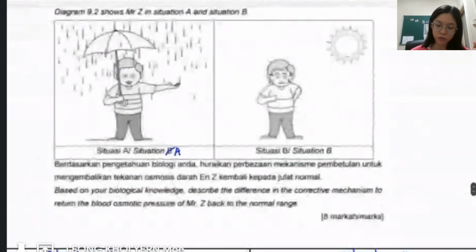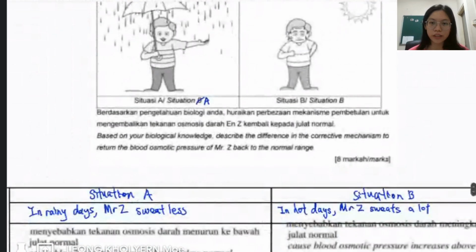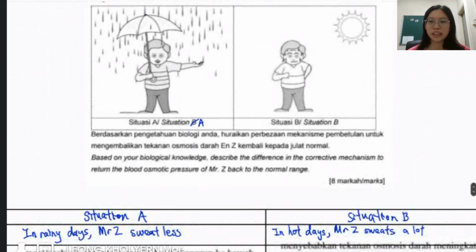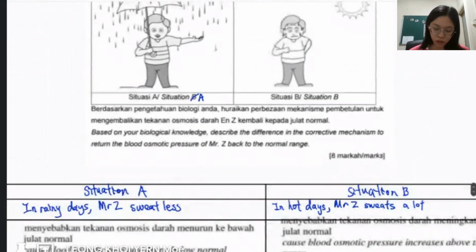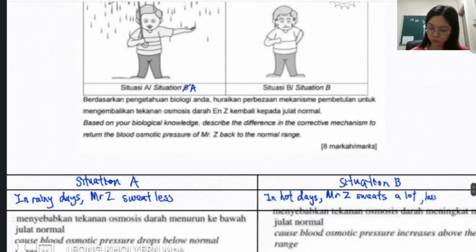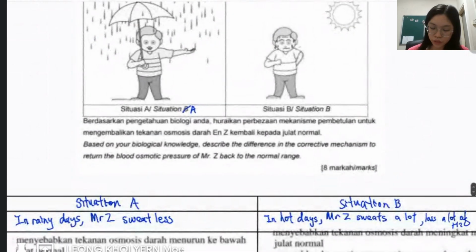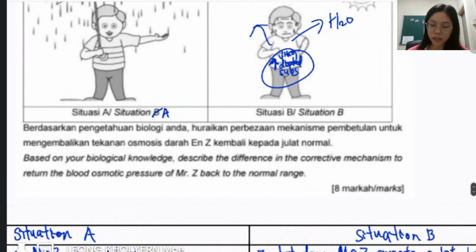So this guy right here, it is a rainy day. On a rainy day, Mr. Zack sweats less. On a hot day, Mr. Zack sweats a lot, meaning he loses a lot of water. So when you lose a lot of water, your body now has less water and a high concentration of dissolved substances. A high concentration of dissolved substances means you have a higher blood osmotic pressure than the normal range.